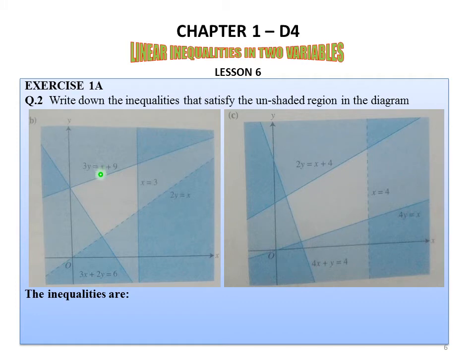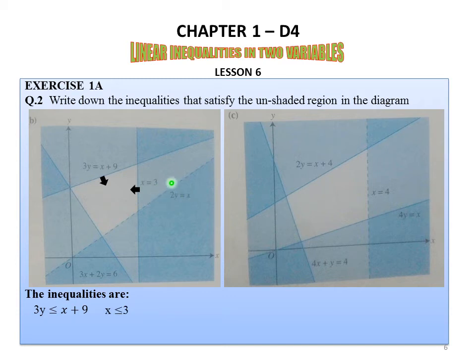The line of this equation is this, which is a solid line, and the region below this line is the defined region. When the region below the line is defined and the line is solid, we use the less than or equal to sign. We will replace this sign of equality with the less than or equal to sign. This. And for this line, again, the line is solid and the region on the left hand side is defined, because this is a vertical line. So vertical line, solid, and region to the left hand side is defined, so we will use less than or equal to sign again.